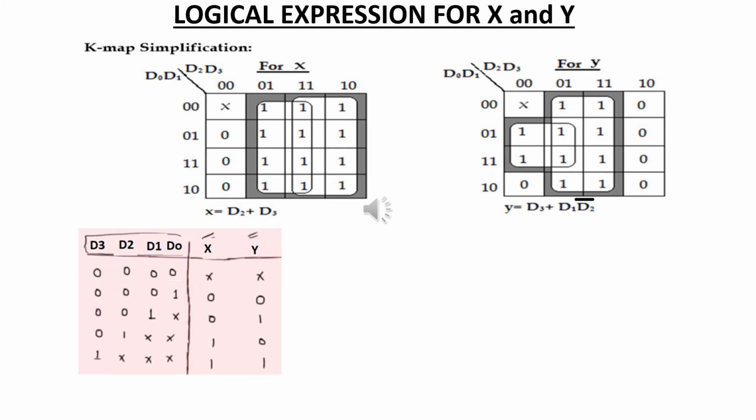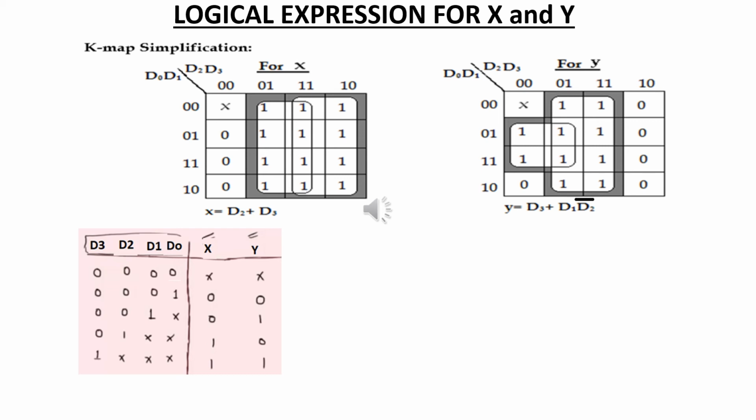Consider the truth table. In the first row, all our inputs are 0. When all our inputs are 0, the value of X is a don't care term, so the first cell in the K-map will be marked as X. The second value is D0 equal to 1. When D0 is equal to 1, look at the K-map: the last two rows represent D0 as 1. So replace the last two rows' values by 0, which is our output X value.